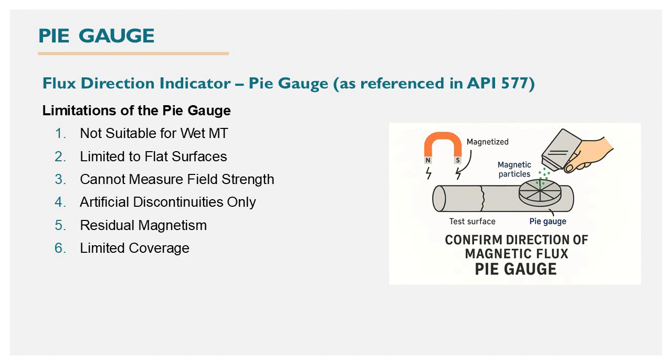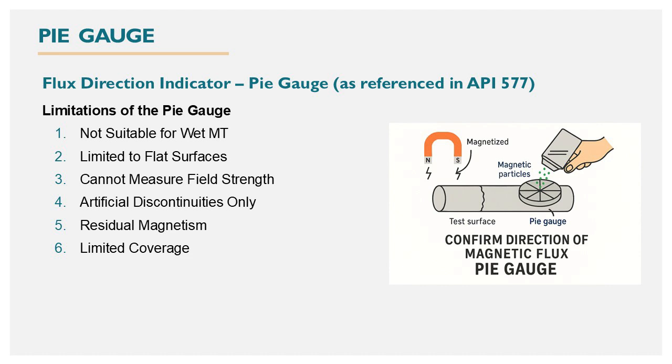Limitation number 4 is that the pi gauge is for artificial discontinuities only. The indications seen are not real defects, but simulated ones. It cannot detect actual flaws in the test object. Limitation number 5 is pi gauge residual magnetism. The gauge can become magnetized during use. It must be demagnetized before reuse to avoid false indications.